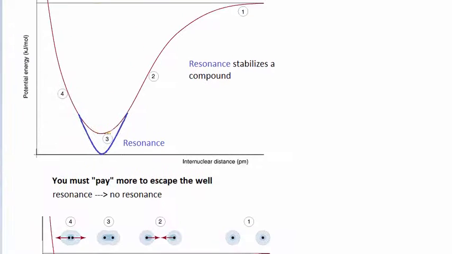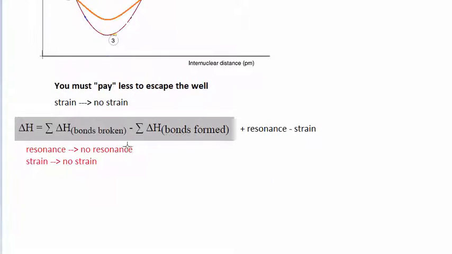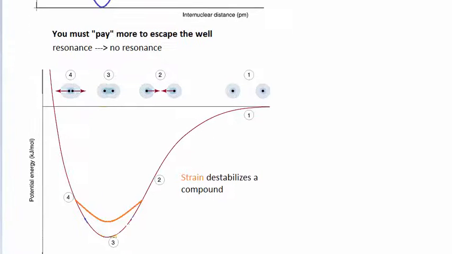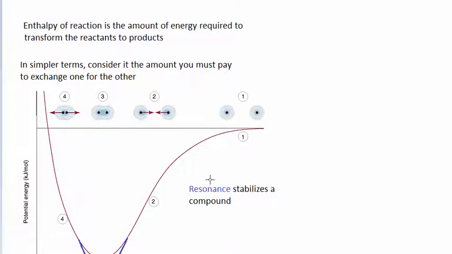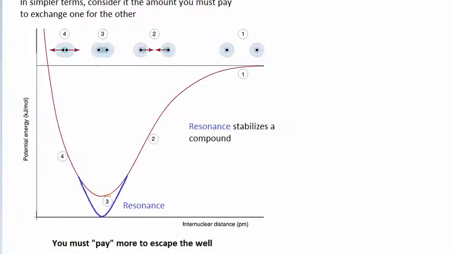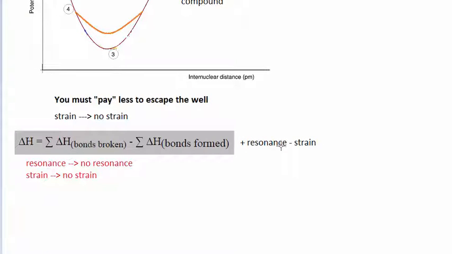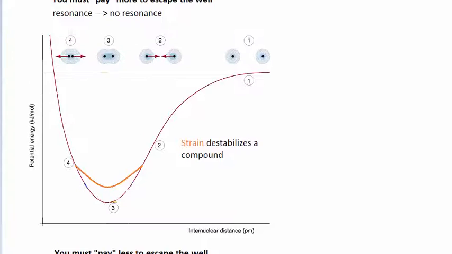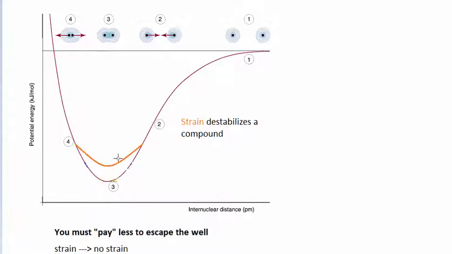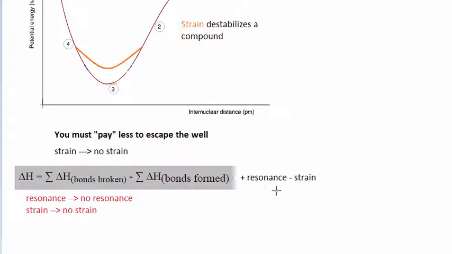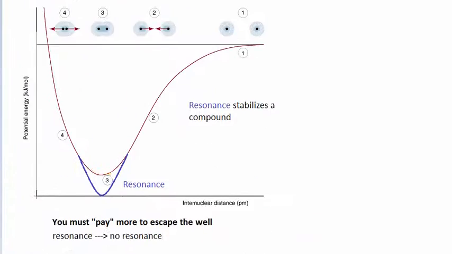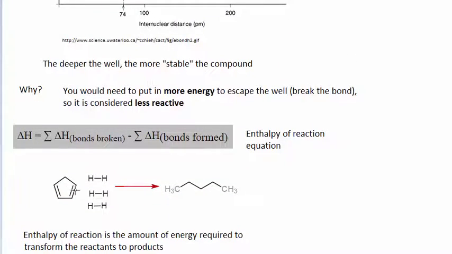So resonance is positive because remember, we're looking at the perspective of how much we need to pay to break a bond. So if the resonance stabilizes the bond, then we need to put in more energy. So you need to pay more energy. If the strain does the opposite, the strain makes our energy well shallower, it's easier to break the bond, so it is going to be the opposite effect, which is negative. Again, this is when we're going from a structure, as we're looking at in this equation, when we have resonance and we're losing it, and we have strain and we're losing it.